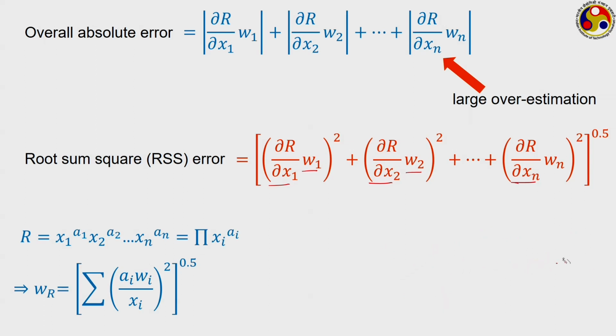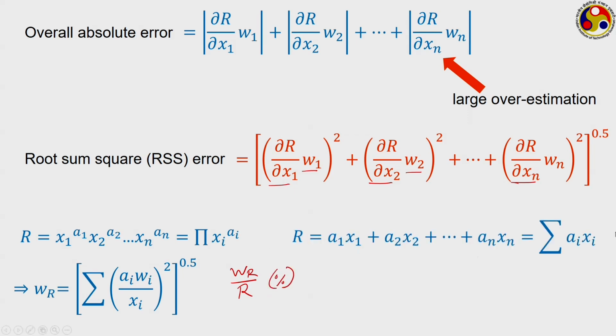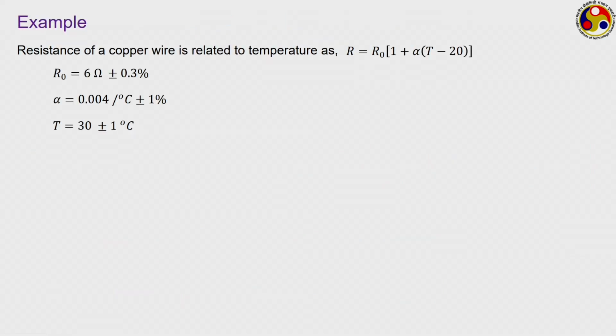But this is the absolute error. If our objective is to get the relative error, then of course we have to take WR divided by the true value of R, which we often represent as a percentage. In another example where they all appear as a summation, we can calculate the corresponding uncertainty as the summation of (ai wi) whole square, the whole to the power 0.5. So, let us take a few numerical examples and try to see the application of this uncertainty analysis.